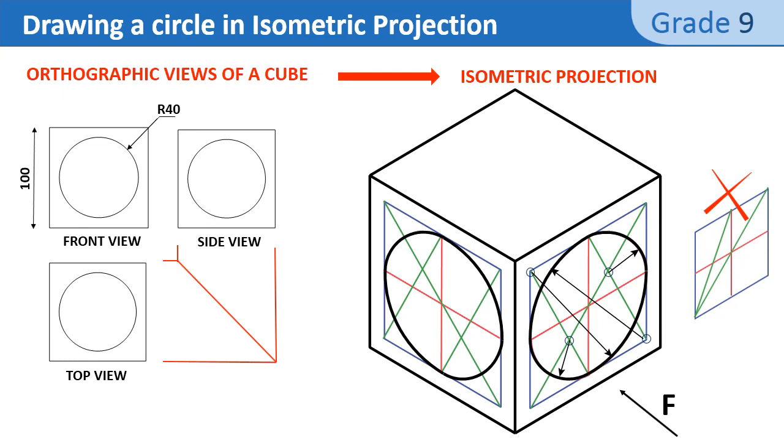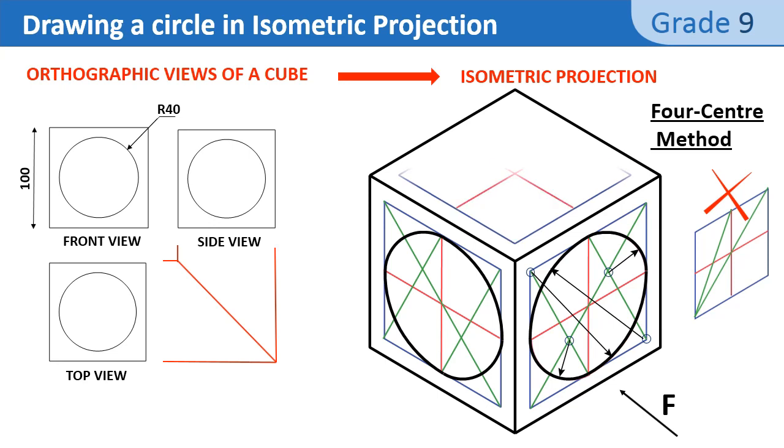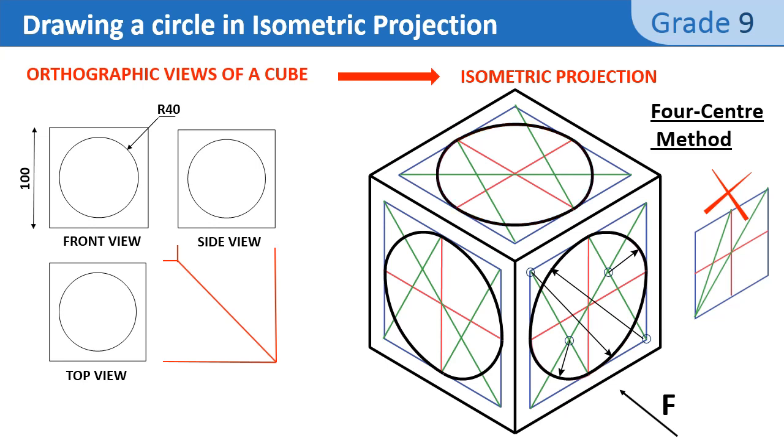In fact, this method that we are using to draw the ellipse is called the 4 center method. That's why we have 4 centers inside the ellipse. So now at the top of the cube also, we use the same steps, the longest diagonal, the 2 shorter diagonals, and we complete the ellipse.